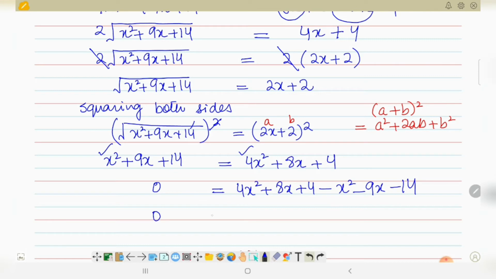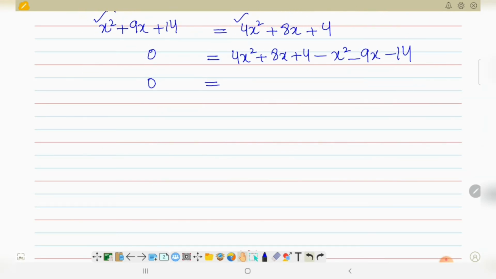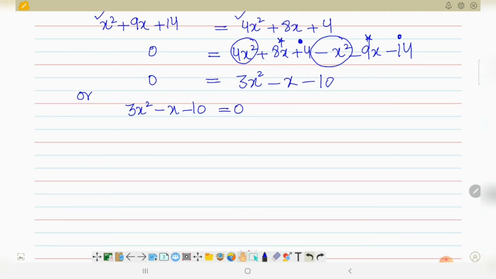So it will become, now we'll add, or you can say we will solve the same like terms: x square and 4x square minus x square will become 3x square, right? Plus 8x minus 9x will become minus x, and then minus 14 and plus 4 becomes minus 10. And we can also write the equation, if we read it from this side: 3x square minus x minus 10 equals to 0. Now we have converted it and removed all the radicals.